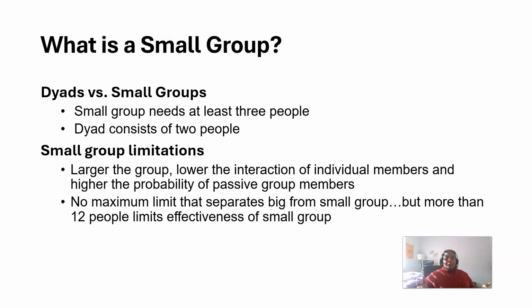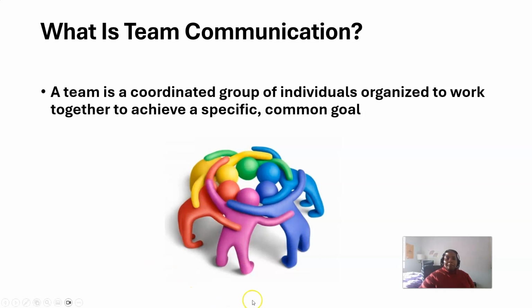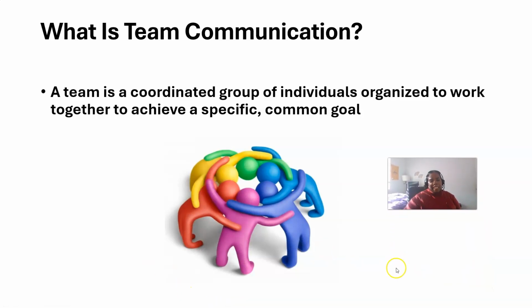In our class, I don't usually assign more than 6 people to a group. Definitely more than 4. So between 4 to 6 is the number that I do for this course. I've been using small group and team kind of interchangeably up until this point. But a team is a coordinated group of individuals that are organized to work together to achieve a specific common goal. So not all small groups are teams, but all teams are small groups.